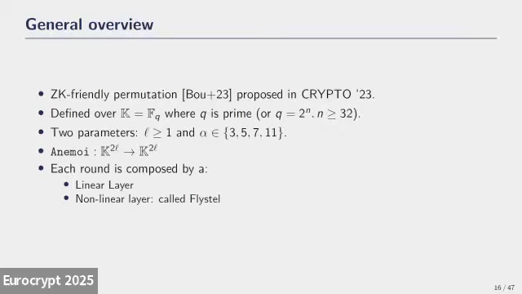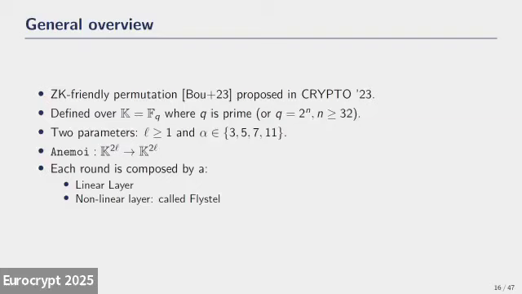And now let's go to Anemoi. So Anemoi, okay, now it works, is a zero-knowledge-friendly permutation presented at Crypto 23. And it is defined over K, which is equal to F_Q, where Q is a prime, or 2 to the n, so a binary extension field. And here we have two parameters, L and alpha. L denotes the number of branches, and alpha denotes the degree of the simple power function in the non-linear layer, which is equal to 3, 5, 7, and 11 by reading the paper. And then it works over an even number of inputs and outputs an even number of values.